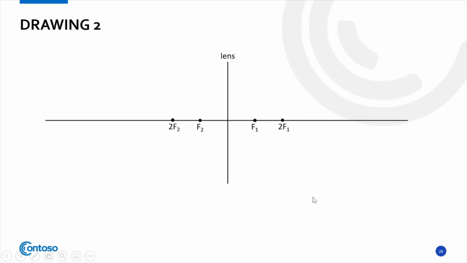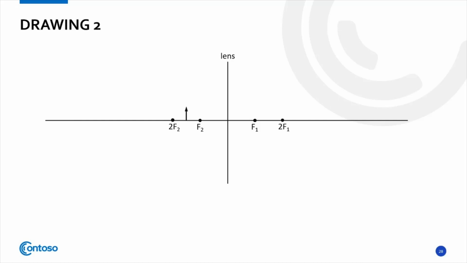Draw the object. The object is 3 cm high. So based on the scale we use, we have to draw it as 1 cm. The distance of the object is 9 cm from the lens. So based on the scale we use, the object must be drawn 3 cm from the lens on the left side, like this. The height of the object is 1 cm. The distance of the object from the lens is 3 cm.